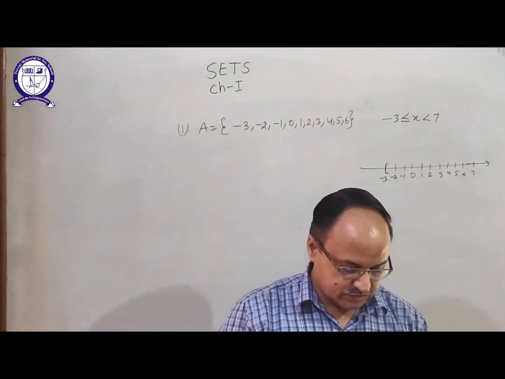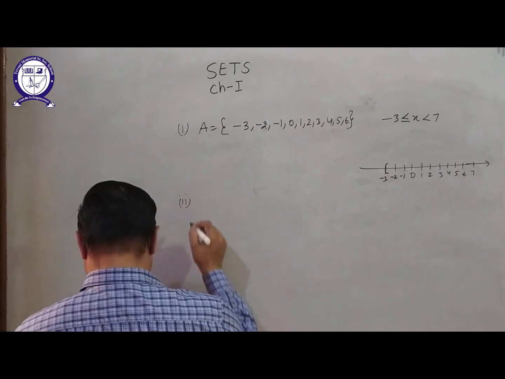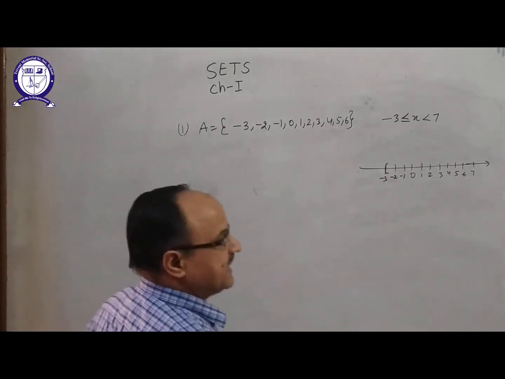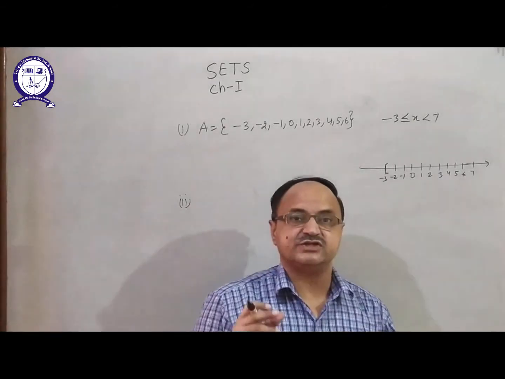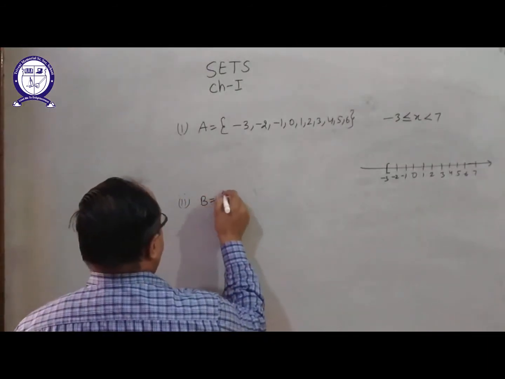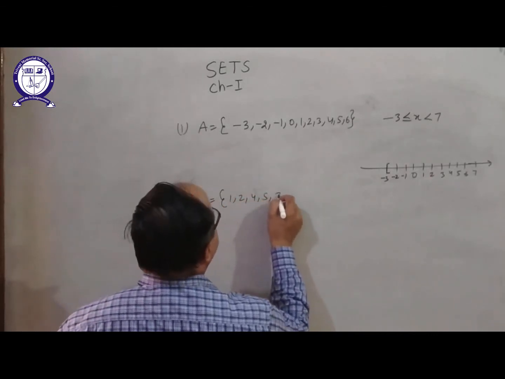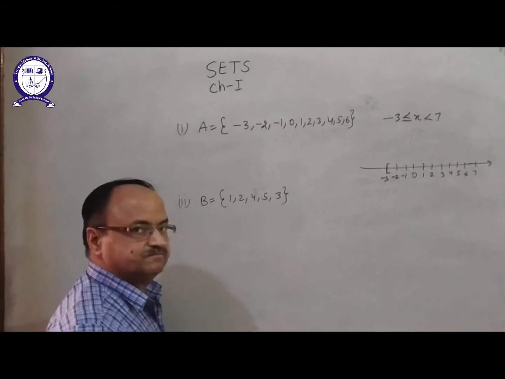The second part of this question. X is a natural number less than 6. You can say 1, 2, 3, 4, 5.